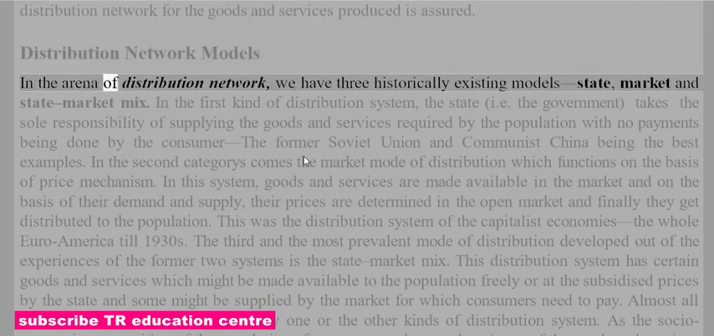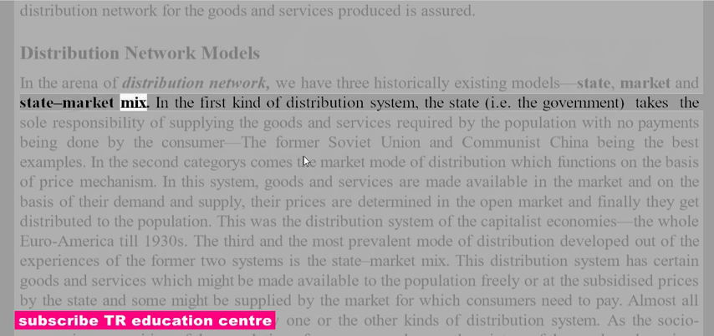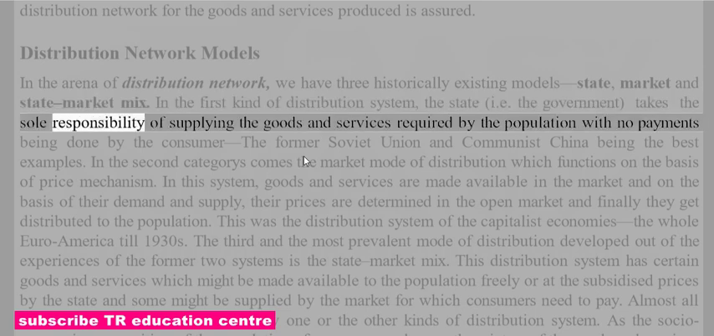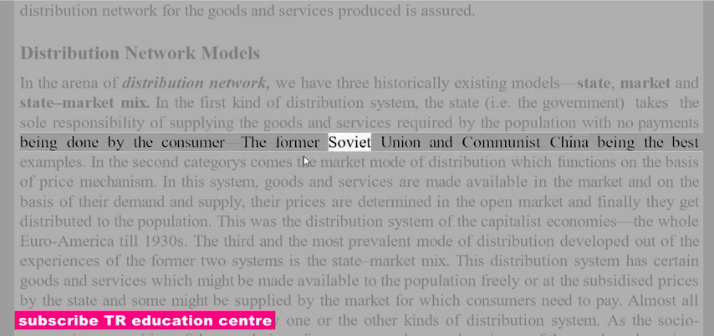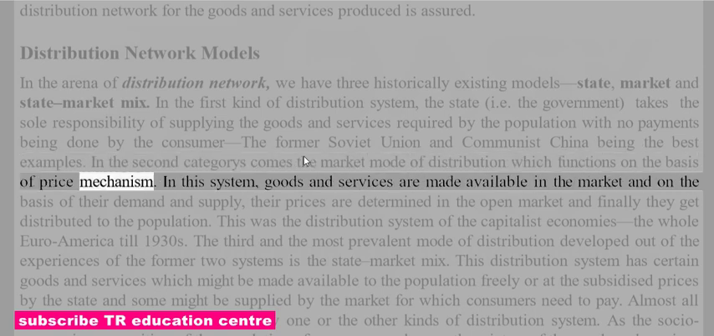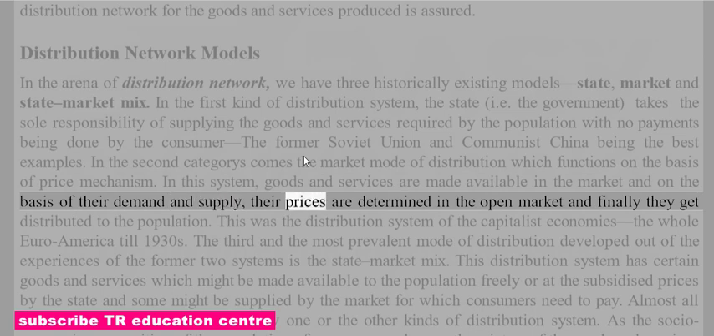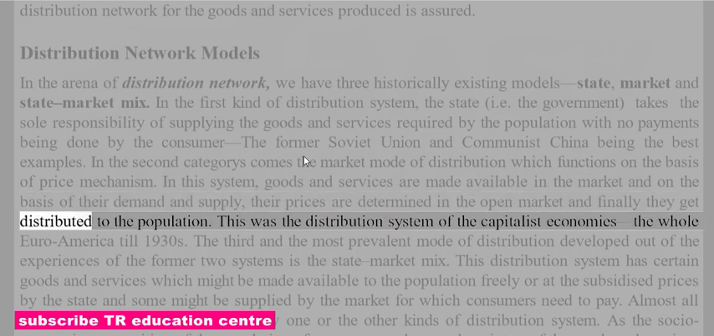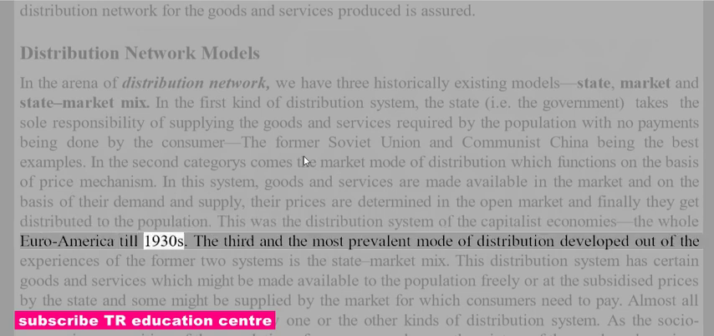Distribution network models. In the arena of distribution network, we have three historically existing models: state, market and state-market mix. In the first kind of distribution system, the state, i.e. the government, takes the sole responsibility of supplying the goods and services required by the population with no payments being done by the consumer, the former Soviet Union and Communist China being the best examples. In the second category comes the market mode of distribution, which functions on the basis of price mechanism. In this system, goods and services are made available in the market, and on the basis of their demand and supply, their prices are determined in the open market, and finally they get distributed to the population. This was the distribution system of the capitalist economies, the whole Euro-America till 1930s.